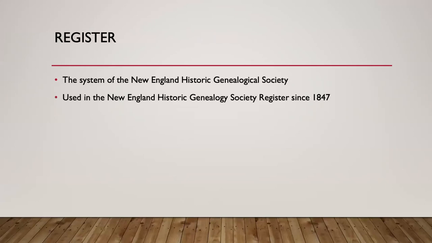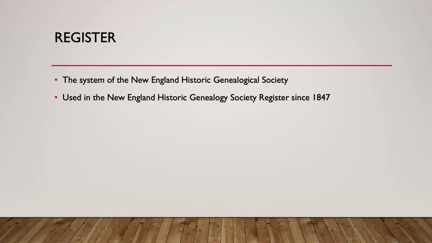Now, Register is the system of the New England Historic Genealogical Society, and it's been used in the New England Historic Genealogical Society Register, I just call it the Register, since 1847. And in fact, we at Heritage Books have published the Register up through 1919, I think it is, with the permission of the New England Historic Genealogical Society 20 years ago when Heritage Books first started publishing it. So that's kind of cool that those are in print.